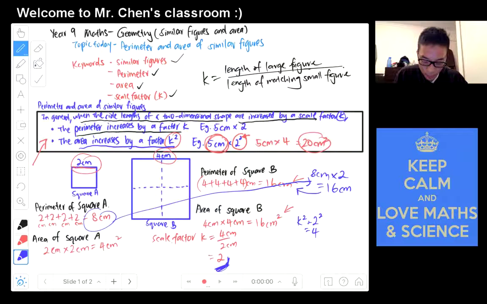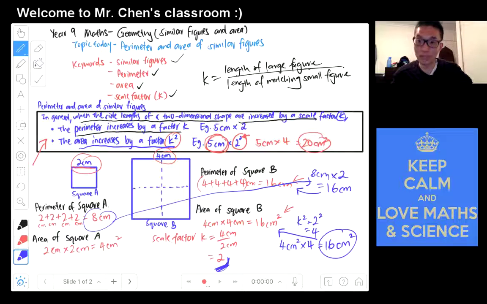And from there, the area of the original square A, which is 4 centimeters squared, times 4. Okay, because we want to multiply by the K squared, which is the scale factor times itself, which is 4. So 4 times 4 is 16 centimeters squared, which is what we calculated earlier. So that is what it means.